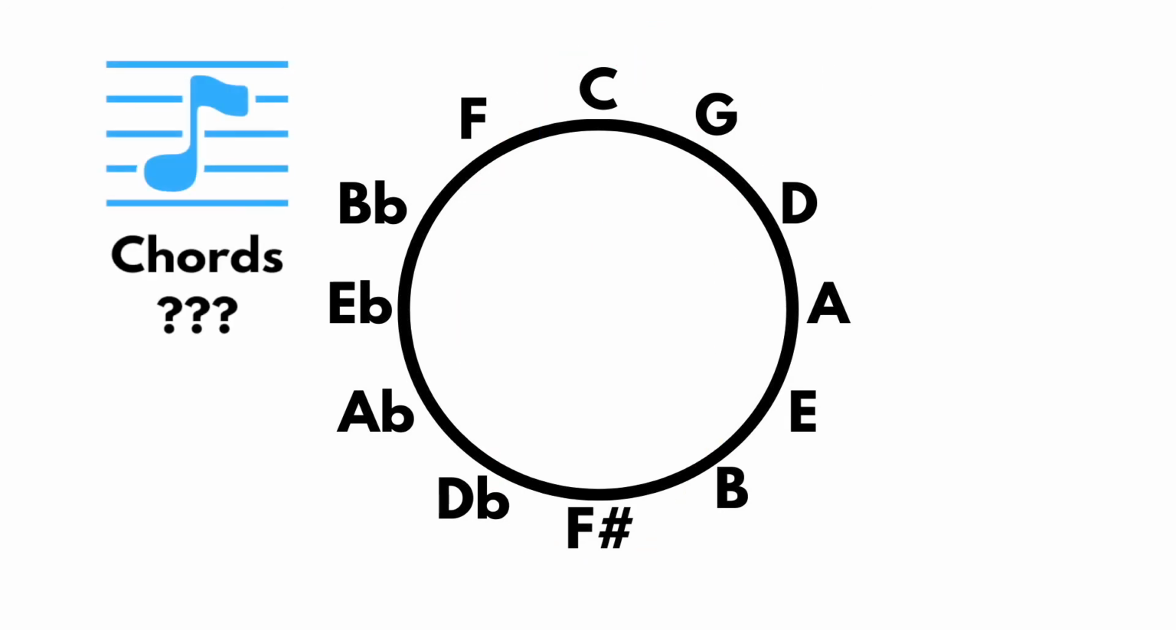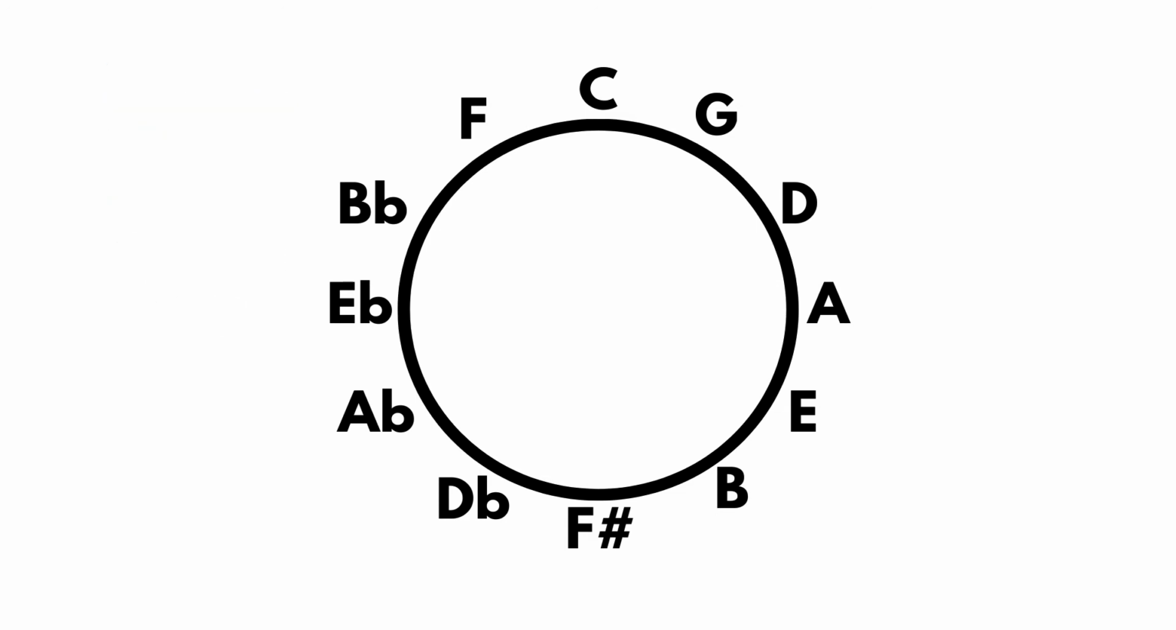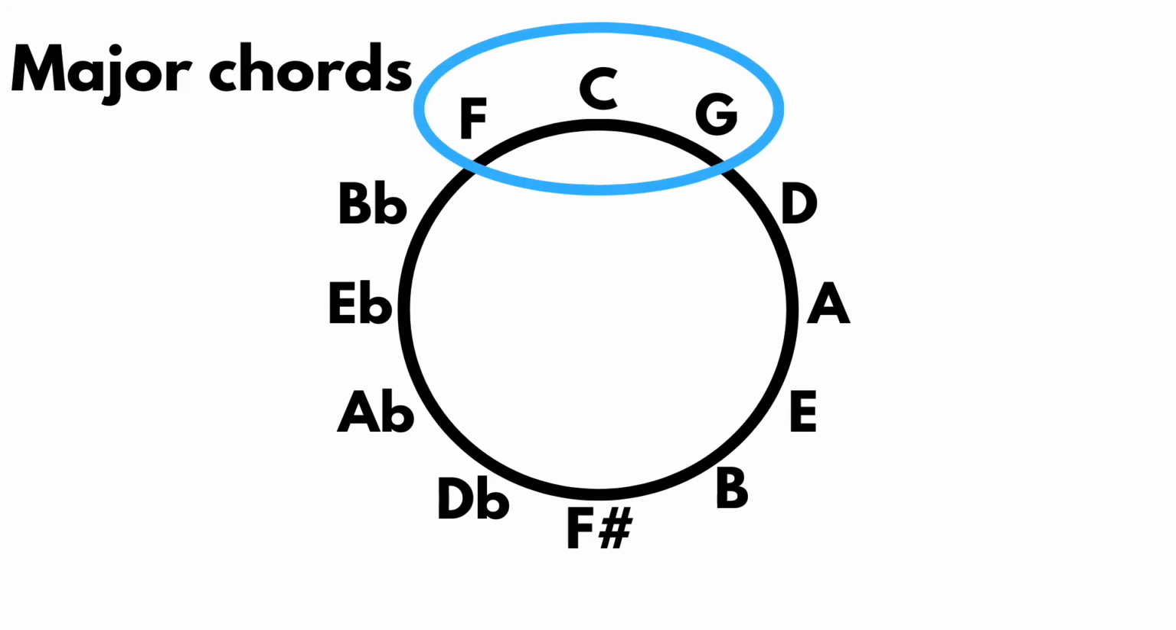Now, let's say you want to figure out the chords within a major scale for a given key, but you can't remember which chords are in that major scale. Well, the circle of fifths can help you with that too. So let's look at C major just for simplicity's sake. So in this case, we'll have a C major chord, and the two keys on either side of C will also be major chords. So that will be an F major chord and a G major chord.